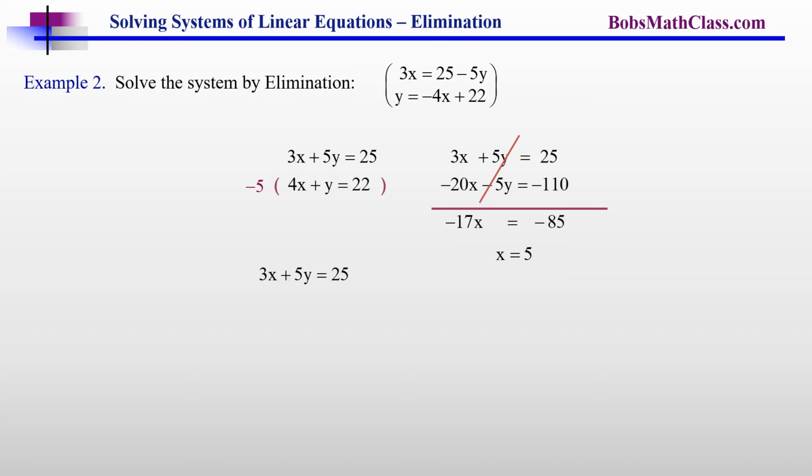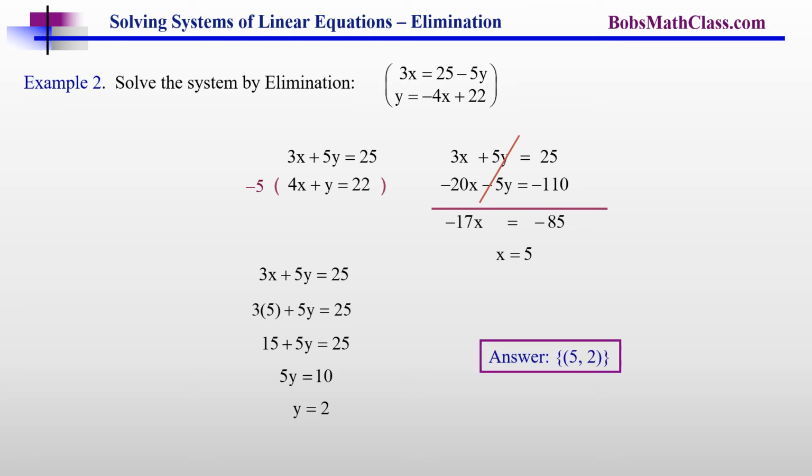All right, let's plug it in. I'm going to use the top row again. You could use the bottom row. It's probably easier. It's definitely easier. All right, so let's use the top row. So 3 times 5 plus 5y equals 25. 3 times 5 is 15. Subtract 15 on both sides. Then divide by 5. And we got y equals 2.